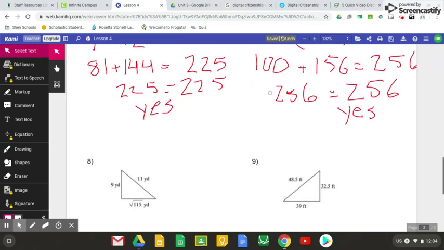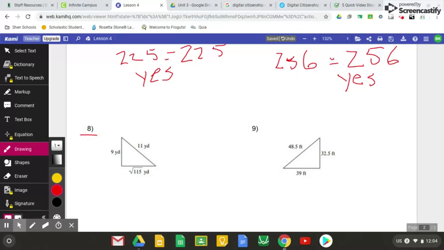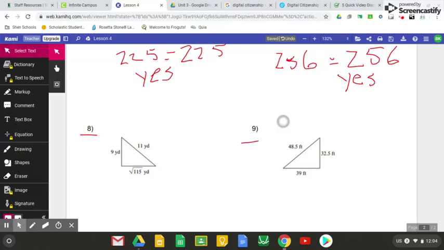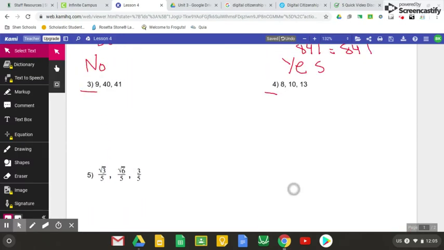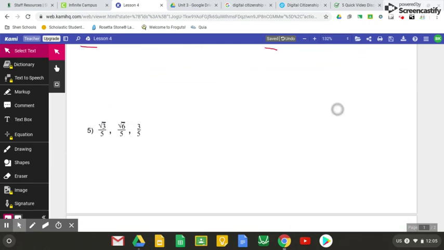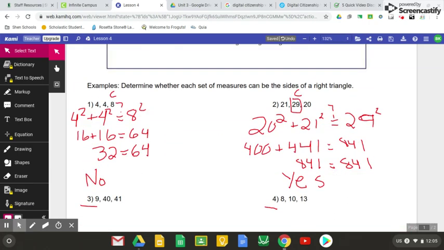All right, so you're going to also do 8 and 9. So you have to come in class with 3, 4, 8, and 9 done, and we'll look at number 5. All right, and then we'll go from there.